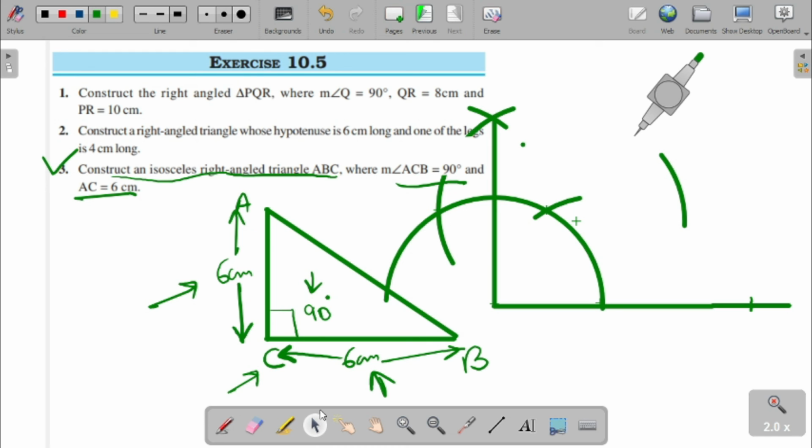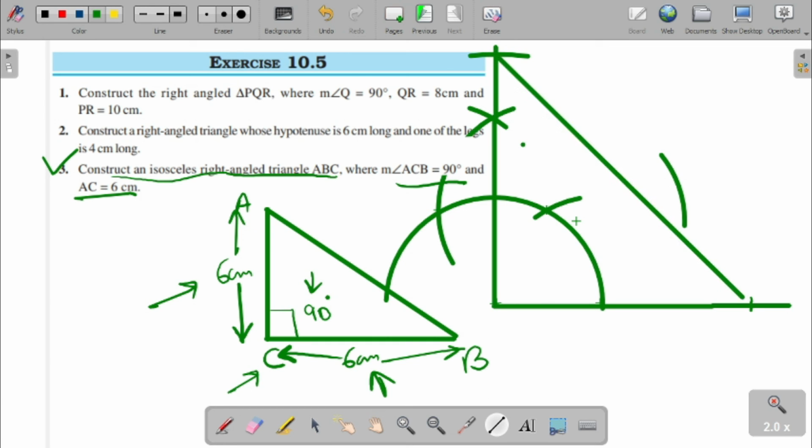Then after we have to, so this is 6 centimeter, we'll make a cut of 6 centimeter. Then after you can remove this one. Then this is cut of 6 centimeter. Then with the help of straight line we can join these two. So this is the required triangle of question number 3. We can name it. Let it be C. This is B. Here we have 90 degree. Then this is A. So this is the required triangle. So we will end it here only.